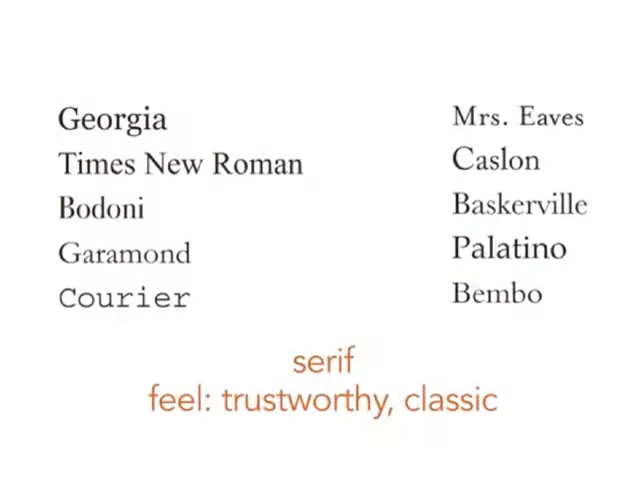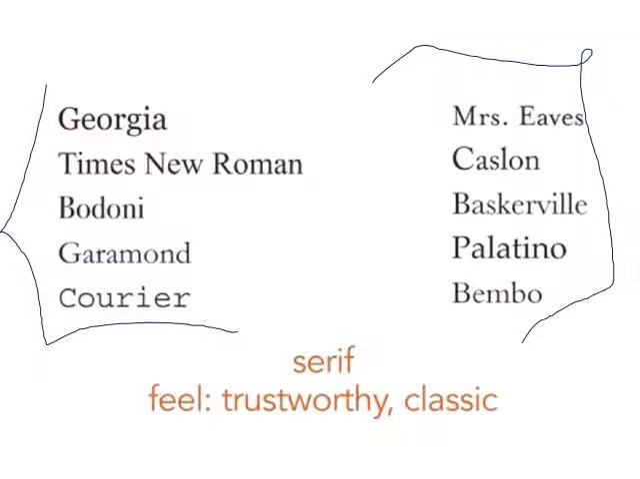So, here are the examples of serif fonts. The emotional impression is trustworthy and classic. We have Georgia, Times Roman, Bodoni, Garamond, Courier, Caslon, Baskerville, Palatino, Bembo. So, these are the fonts that are examples of serif. You can see that all of these have what we call strokes. Okay? Next.